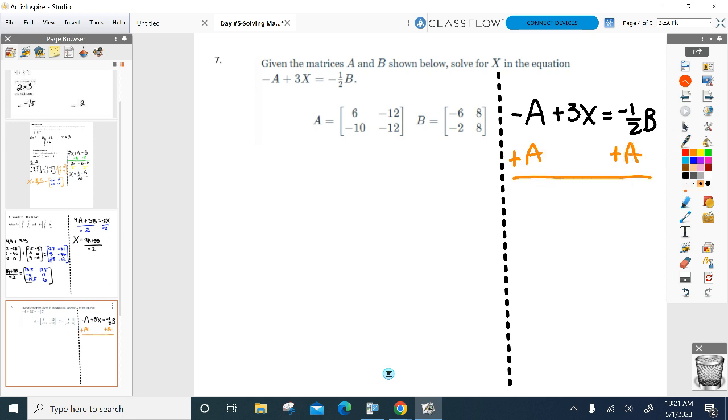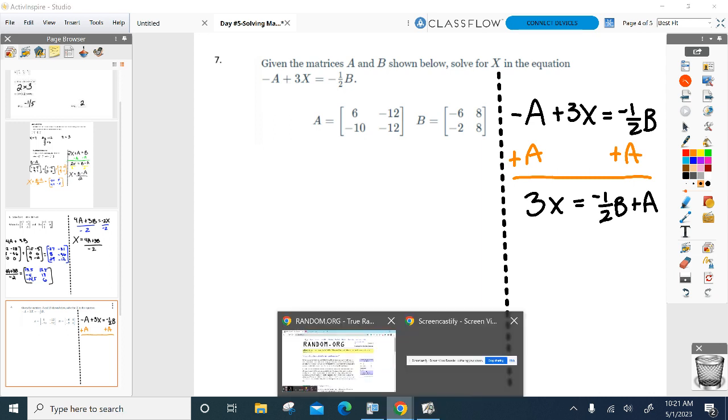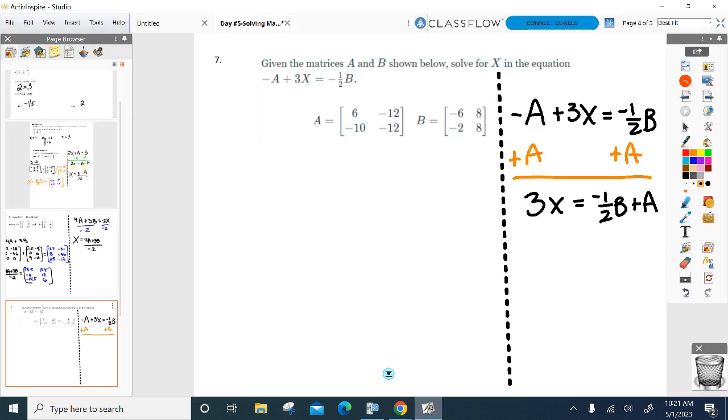So I have what here? 3x equals negative 1/2 b plus a. Remember, the negative 1/2 is only for the b. Don't apply it to a. And then the final step here to get x by itself: divide it all by 3.